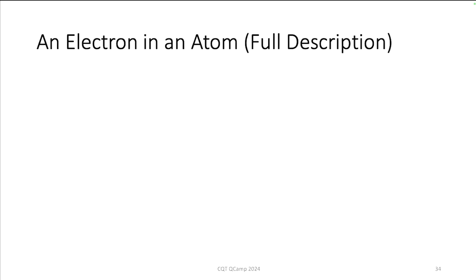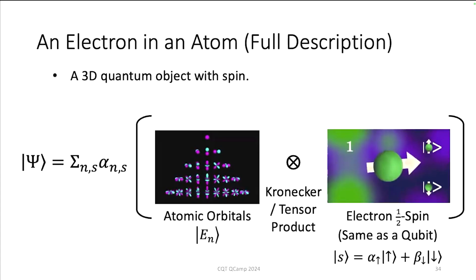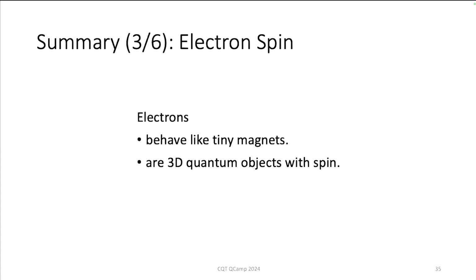So in an atom, the full description is this. The electron is a 3D quantum object with spin. So not only do we have atomic orbitals, we have the spin component as well. We use a tensor product to combine these two different properties together, and that is the full wave function of an electron in an atom. So that's a summary of the electron spin: electrons behave like tiny magnets, and they are 3D quantum objects with spin. So you can take this down.